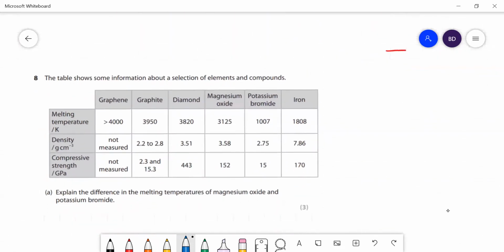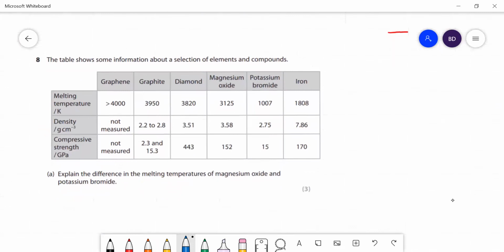Okay, so this is about melting points. Three marks. Explain the difference in the melting temperatures of magnesium oxide and potassium bromide. Now look, they are both high. Magnesium oxide and potassium bromide are both ionic compounds.